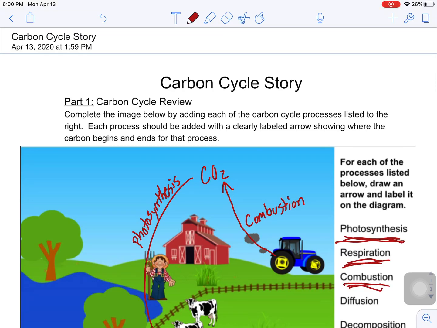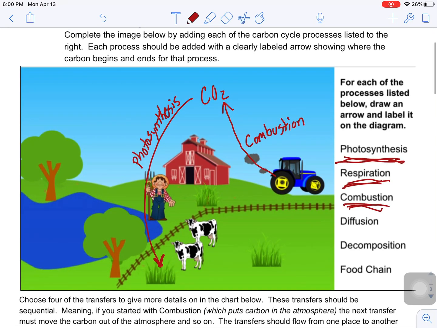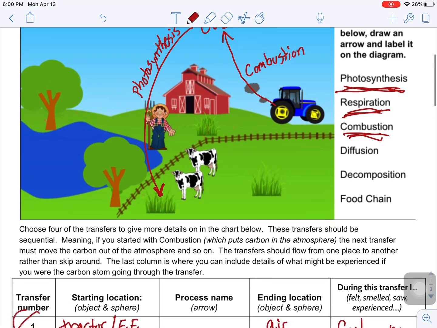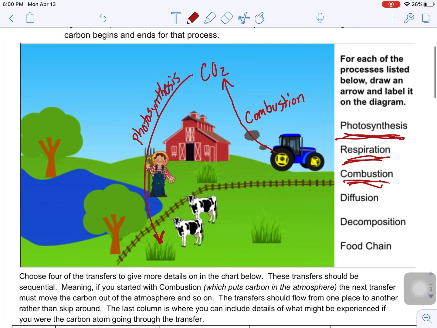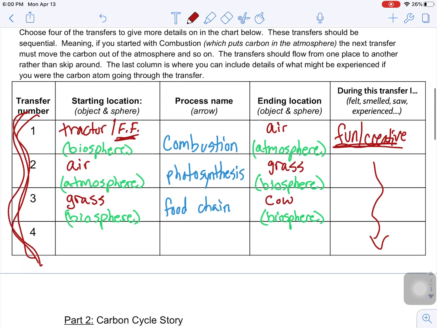Hey everybody, we're going to go through part two of the carbon cycle story. So at this point, in part one, you should have your arrows drawn showing where your carbon atom is going through the carbon cycle, through different processes to get to different objects. And down here, you're doing four transfers. So there should be four arrows up here in your picture. I only have two, but in yours, you should have four.